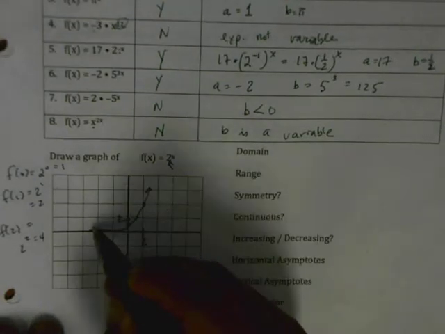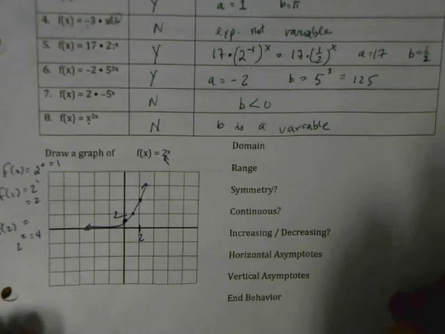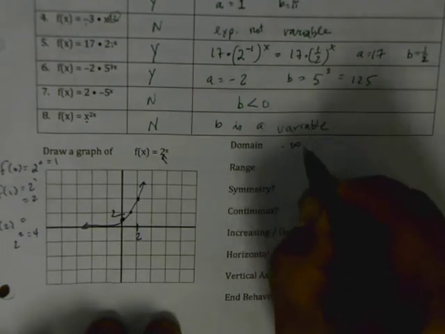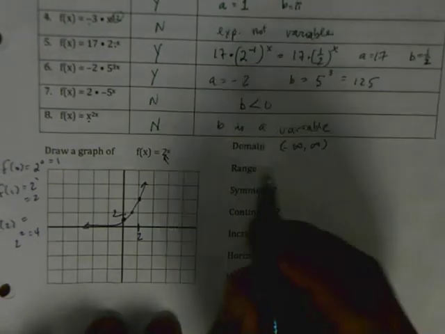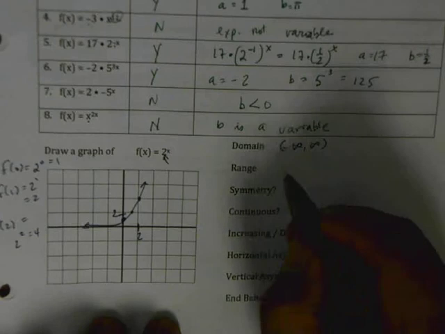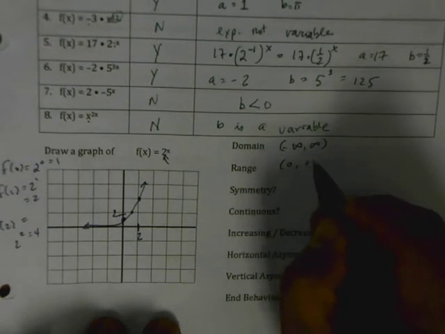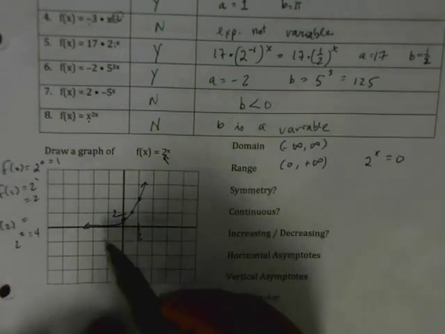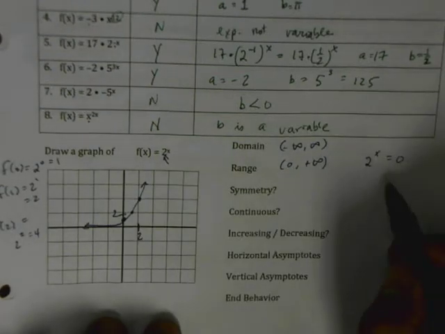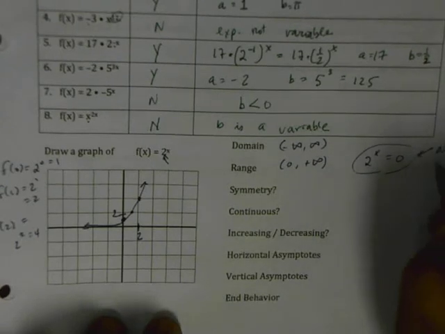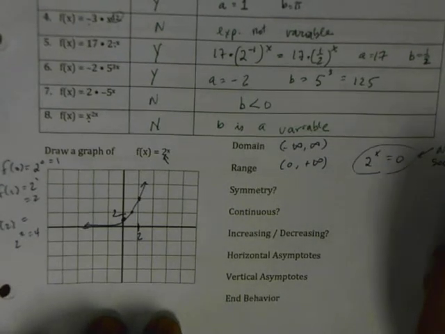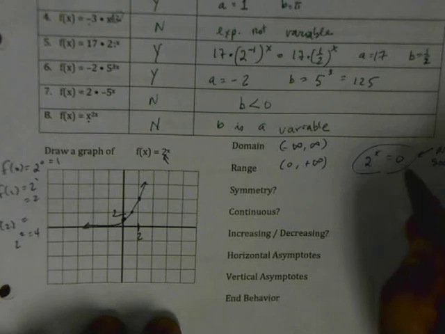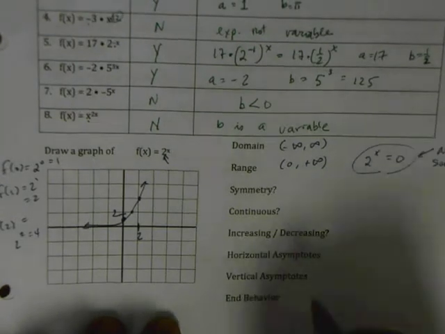You can also use your graphing calculator to help you. The domain here is all real numbers. You can put any number you want in for that exponent. The range is just the positive numbers, and I'll show you why. What if you did 2 to the x equals 0? It looks like it touches 0, but is this ever true? Well, this equation right here has no solution. There is no number that you put in for x that will possibly give you 0.